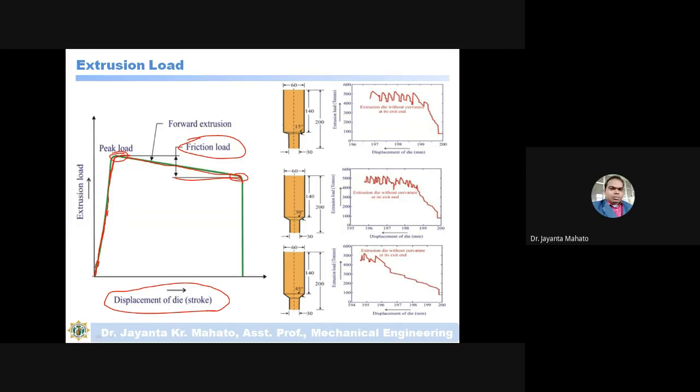Now see the effect of die angle. Die angle means this angle. Just look at this view. This angle is the die angle.